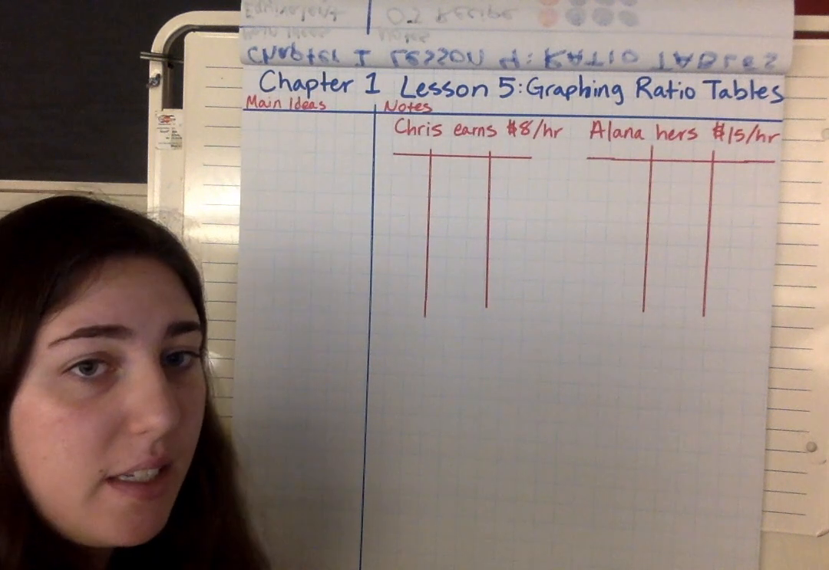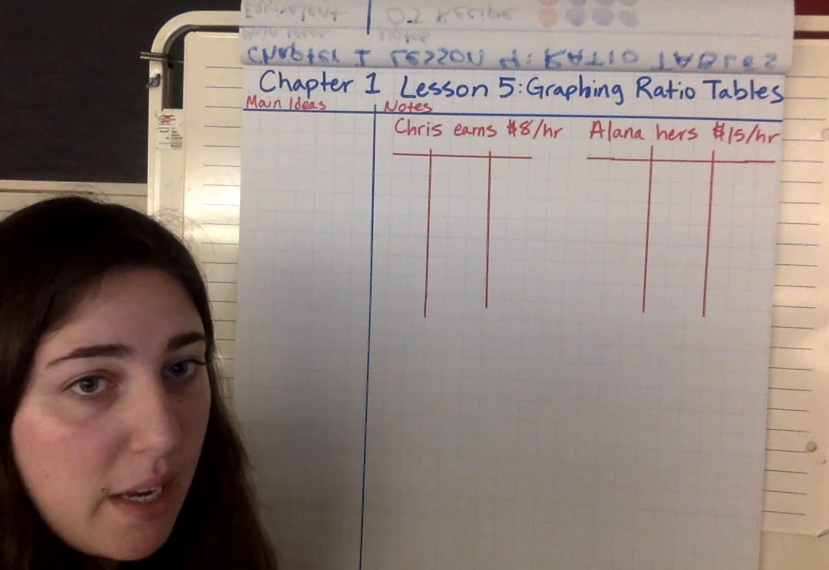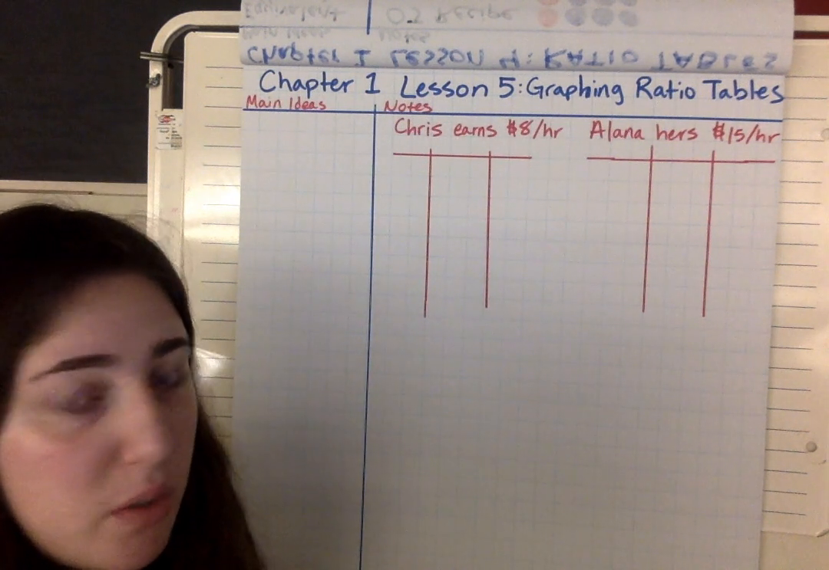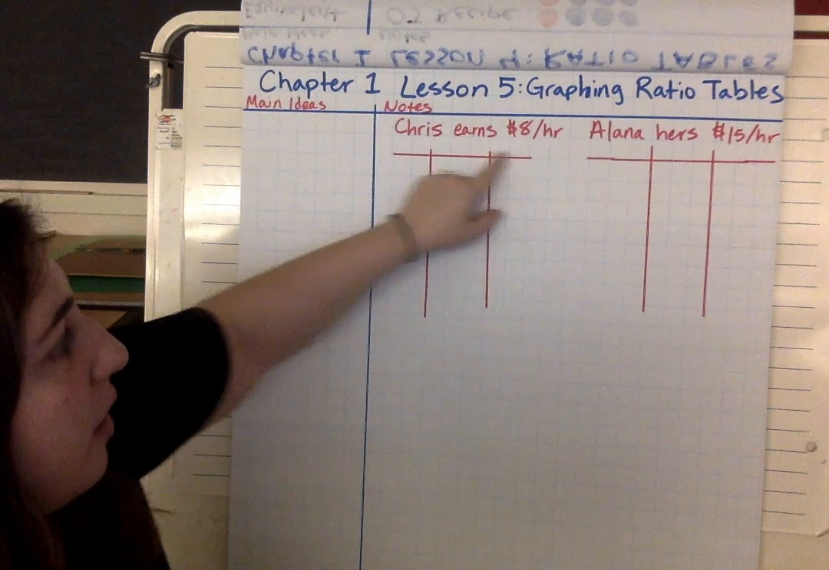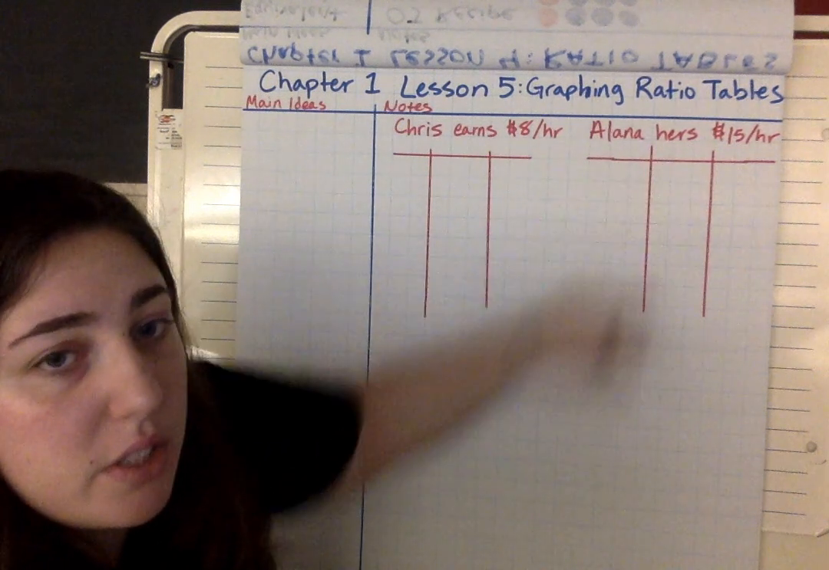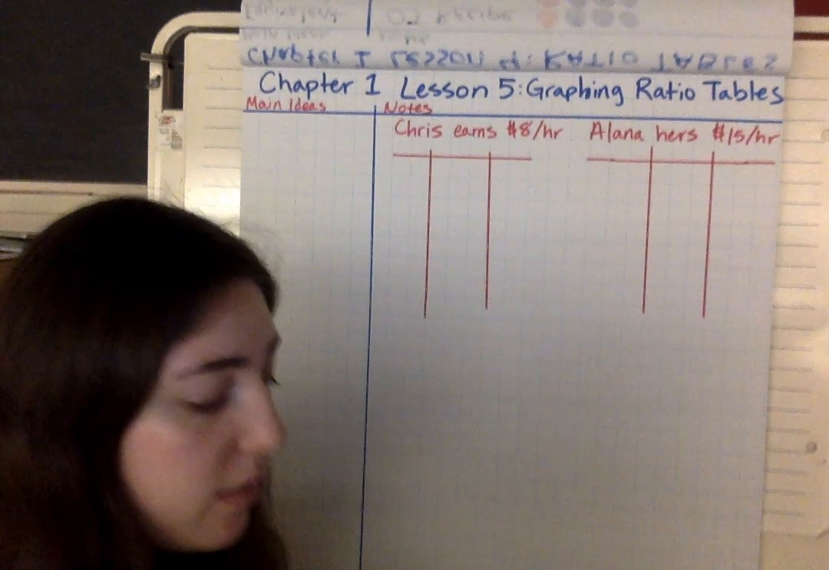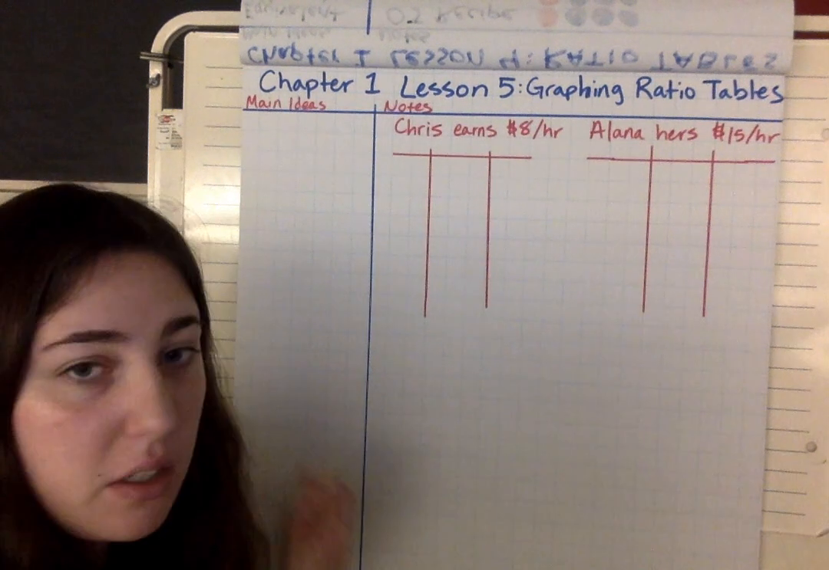So we did this in Chapter 5. We learned how to graph on a coordinate plane, so hopefully this should be review for most of us. So Chris earns $8 an hour, that's what we know, and Alana earns $15 an hour. So we're going to make a similar ratio table to what we saw here, but just a little different.